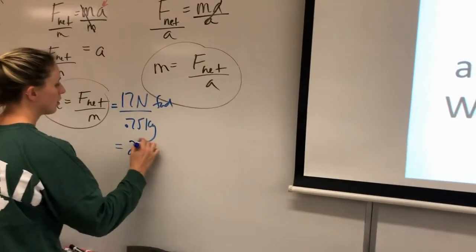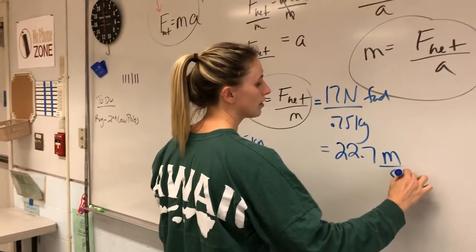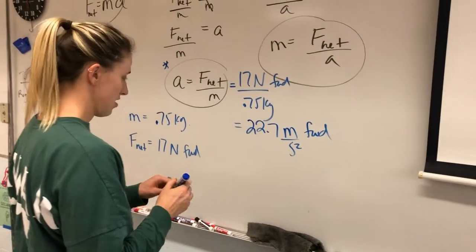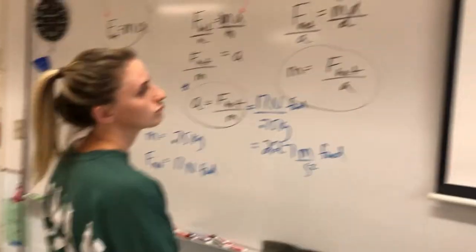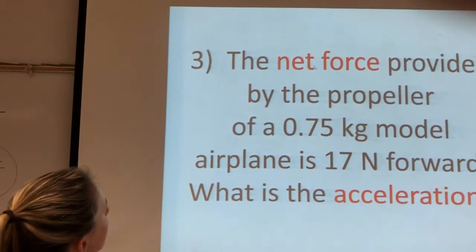17 newtons divided by 0.75, and I get 22.71 meters per second squared forward. It's a vector. It has direction. Yes. Okay, this doesn't seem too bad. Okay, we're going to do number 5 together.